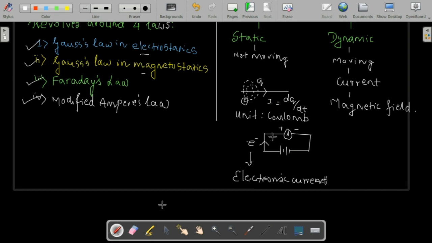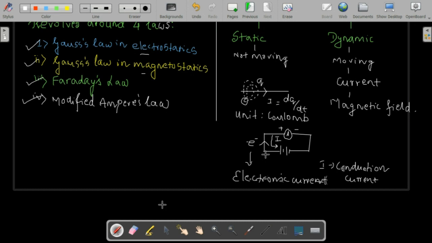But what happens in conduction current, let's denote it by I, is that it flows in a direction opposite to the flow of electrons. That's what we have read even in our lower classes, right? So this I that we have is called the conduction current. Now the question is, why should the conduction current be considered opposite to the flow of electrons?